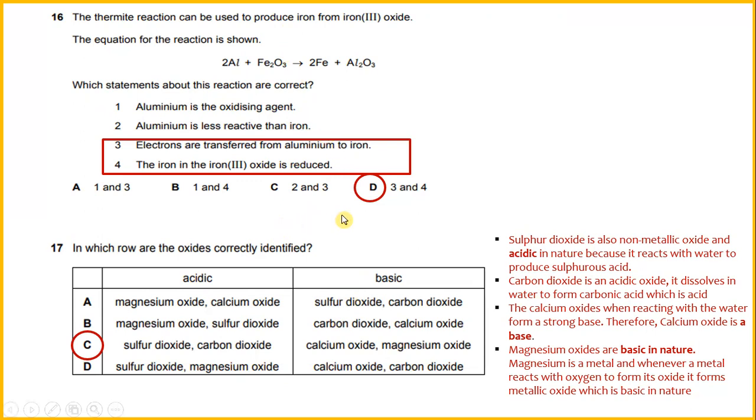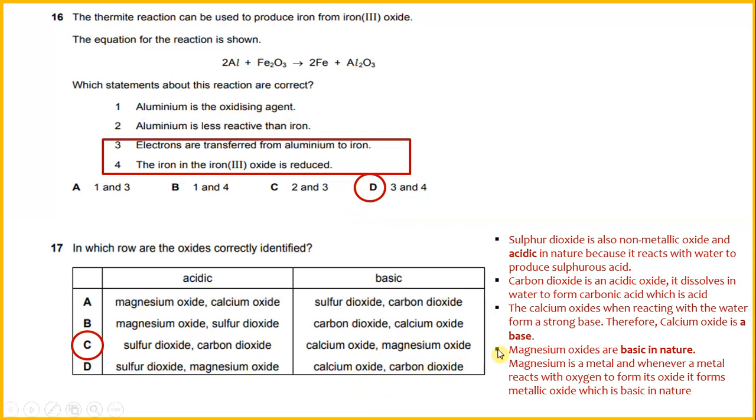In which row are the oxides correctly identified? Sulfur dioxide is also non-metallic oxide and acidic. Okay, sulfur dioxide is acidic in nature because it reacts with water to produce sulfurous acid. Meanwhile, carbon dioxide is also an acidic oxide. It dissolves in water to form carbonic acid, which is also acid.